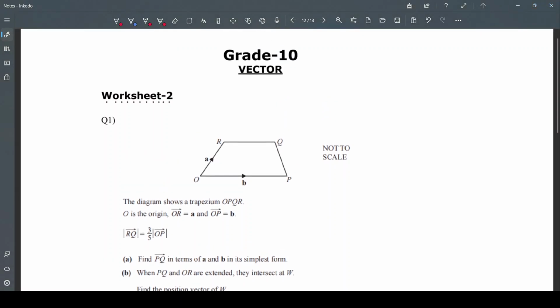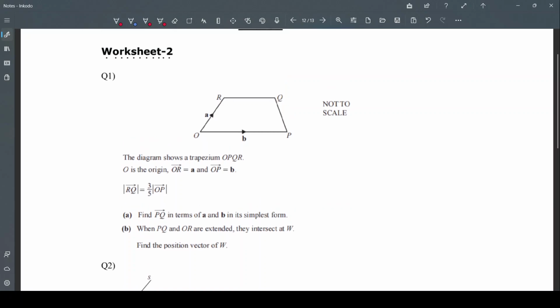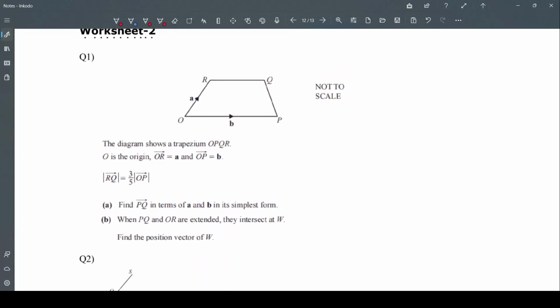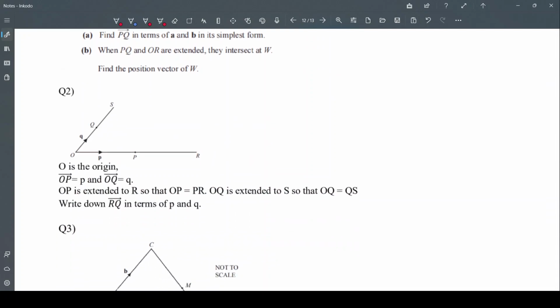So this is part 2 of vector worksheet number 2. There are some questions based on vector geometry, so we'll be discussing some questions based on vectors. Here you can see this is a trapezium shaped figure.